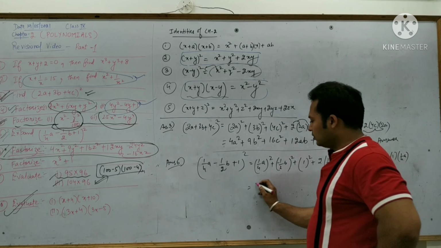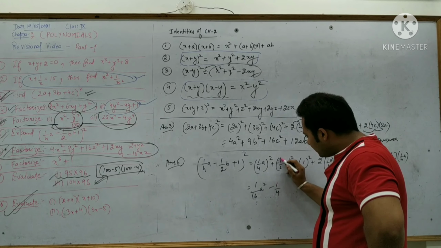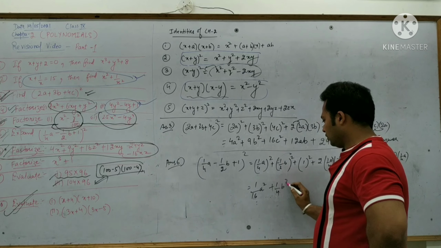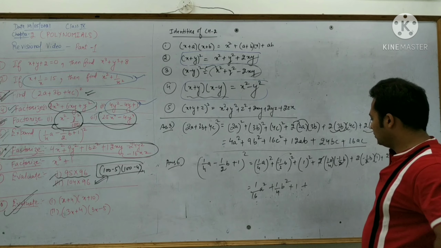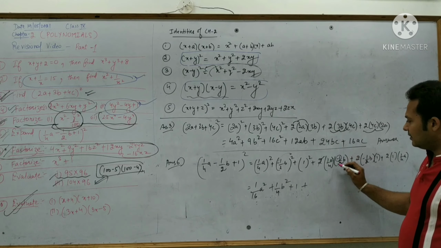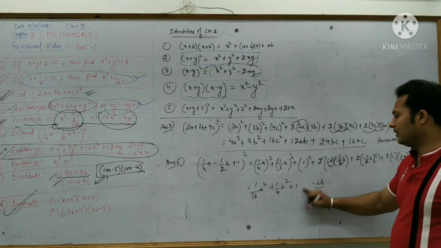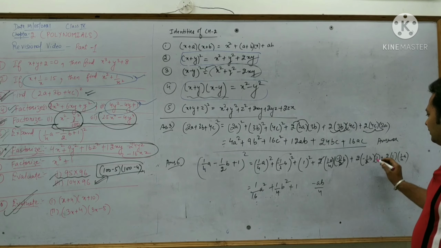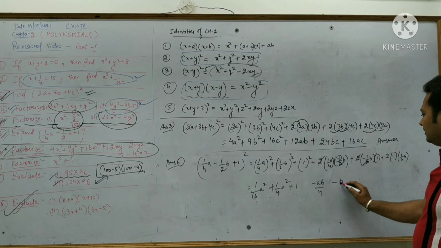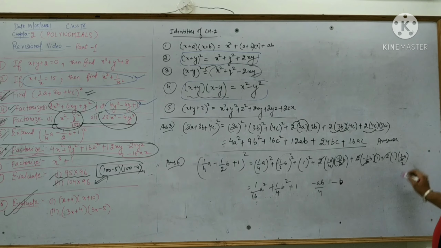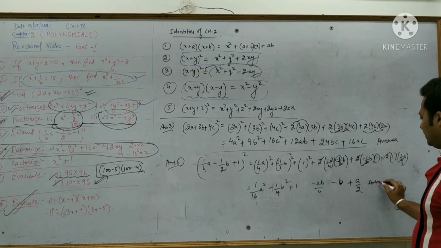Okay, so it will be equals to 1 by 16 a square plus minus square is plus 4b square plus 1 plus 2 into 2 cancelled minus ab upon 4. Need not to write sign of plus here. Afterwards 2 by 2 minus b it is, and c 2 into 1 by 4 is 1 by 2 plus a by 2. Is this clear children?